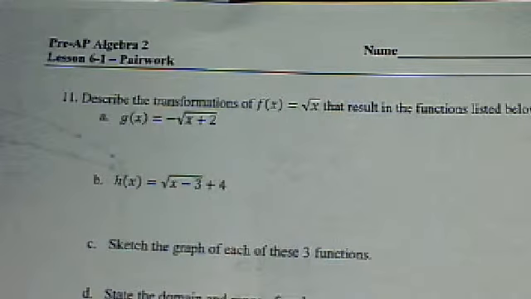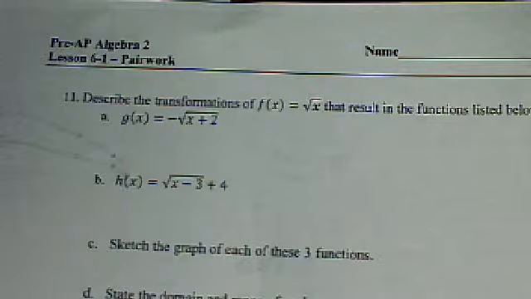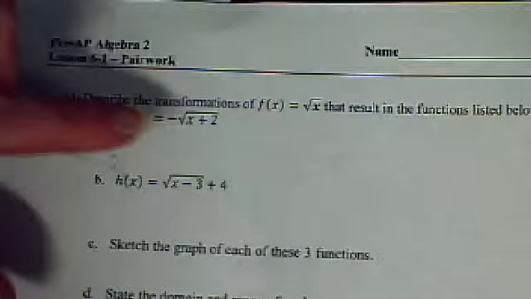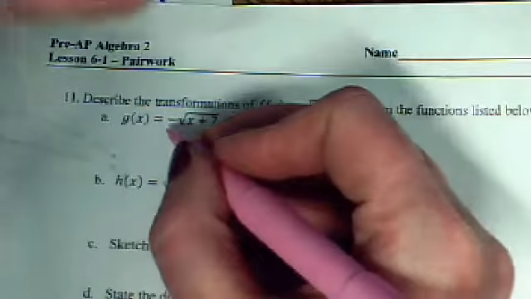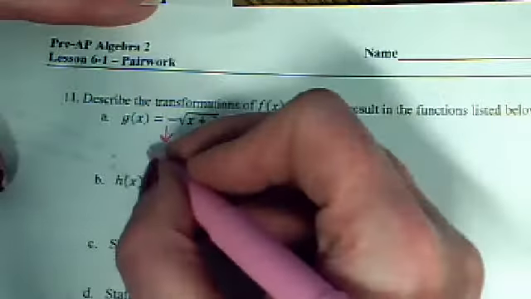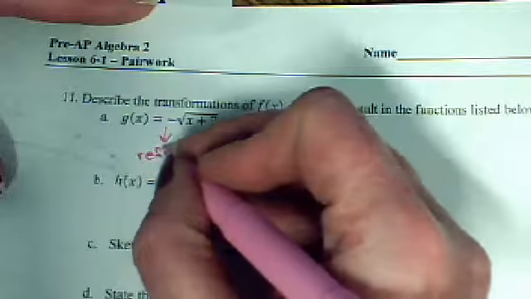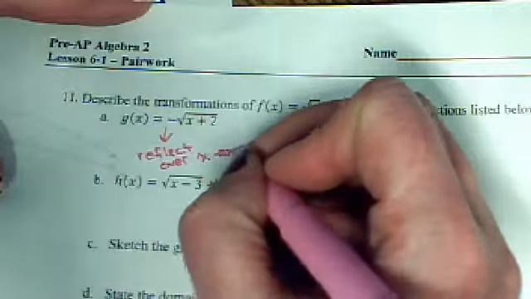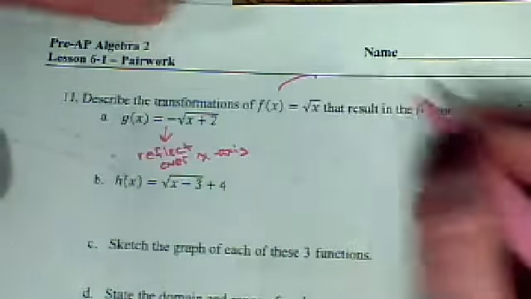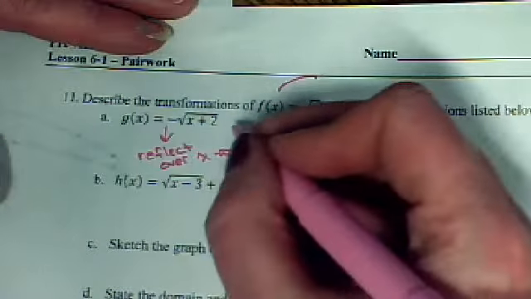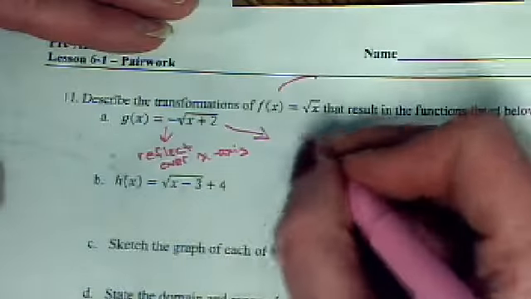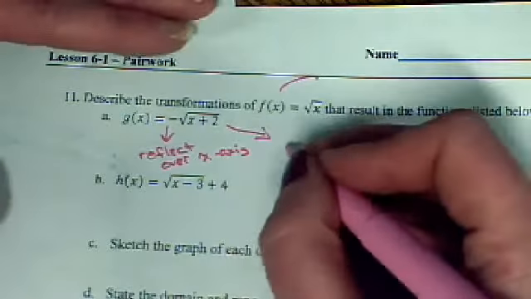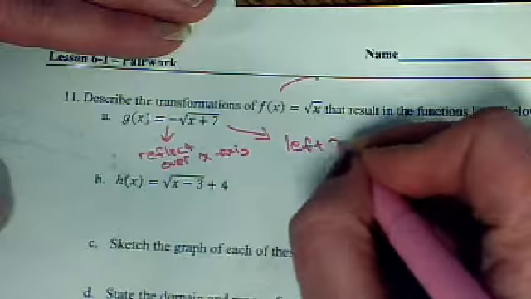Negative square root of x plus 2. Let's just predict what's going to happen here. Teacher told me that if there's a negative in front, that's going to flip it or reflect over the x-axis. It's going to be a mirror image. Instead of going up, it's going to go down. The x plus 2 does the opposite, so it looks like it's adding 2, but it's really going to go left 2.